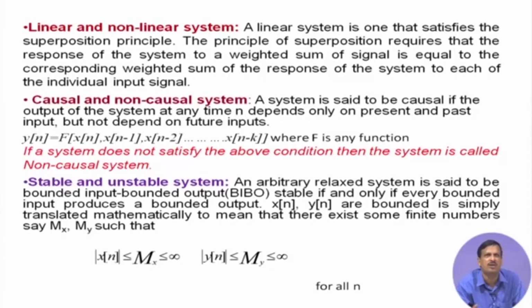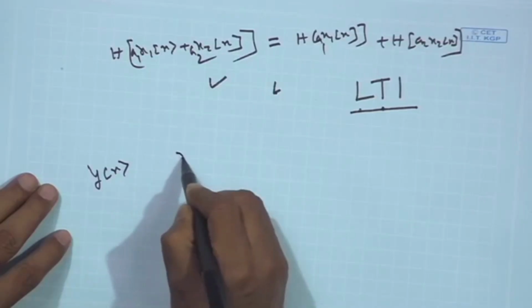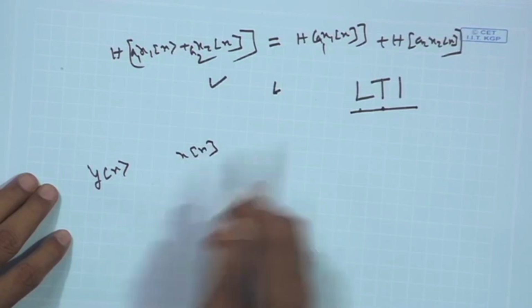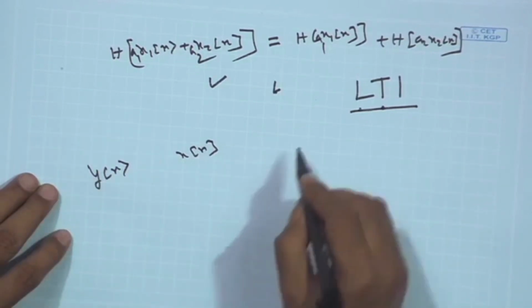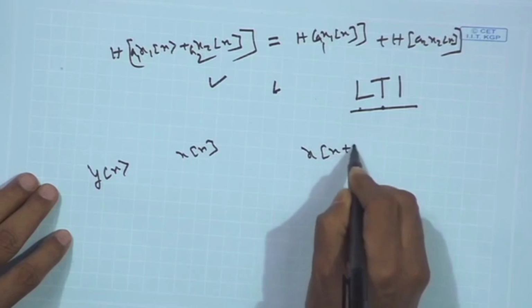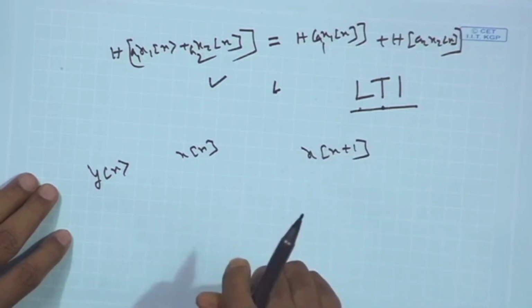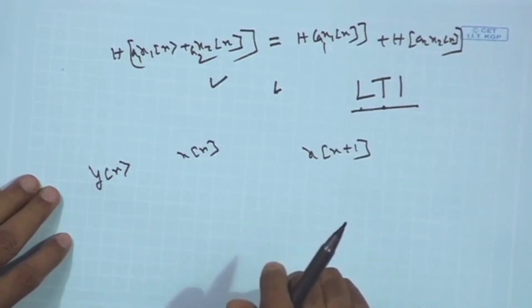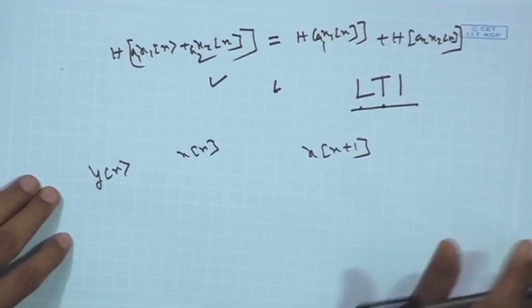If it does not depend on the future, then I call the system a causal system, meaning y[n] only depends on either x[n] or x[n minus 1], but not on the future input, which would be x[n plus 1]. If it does not depend on x[n plus 1], then I call it a causal system. If it does depend, then you call it a non-causal system.